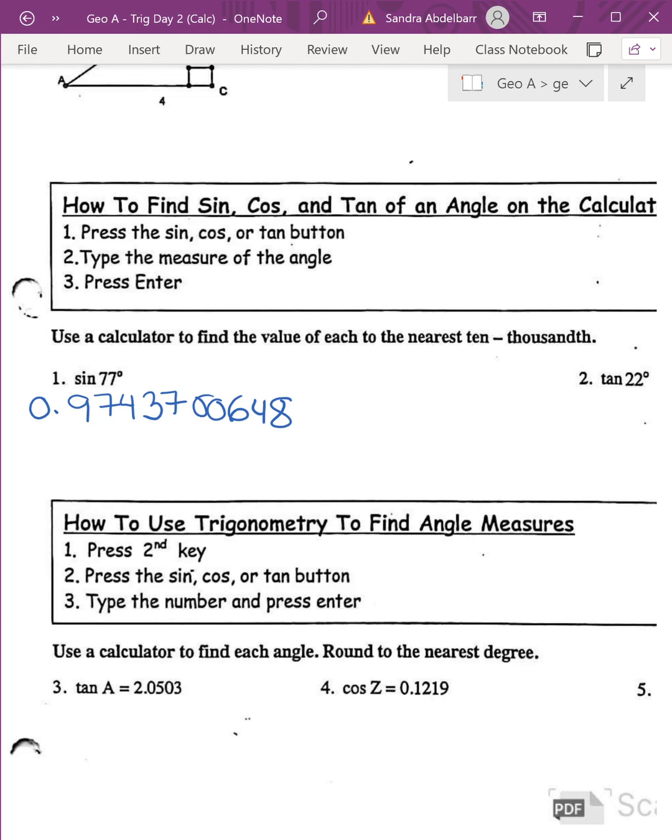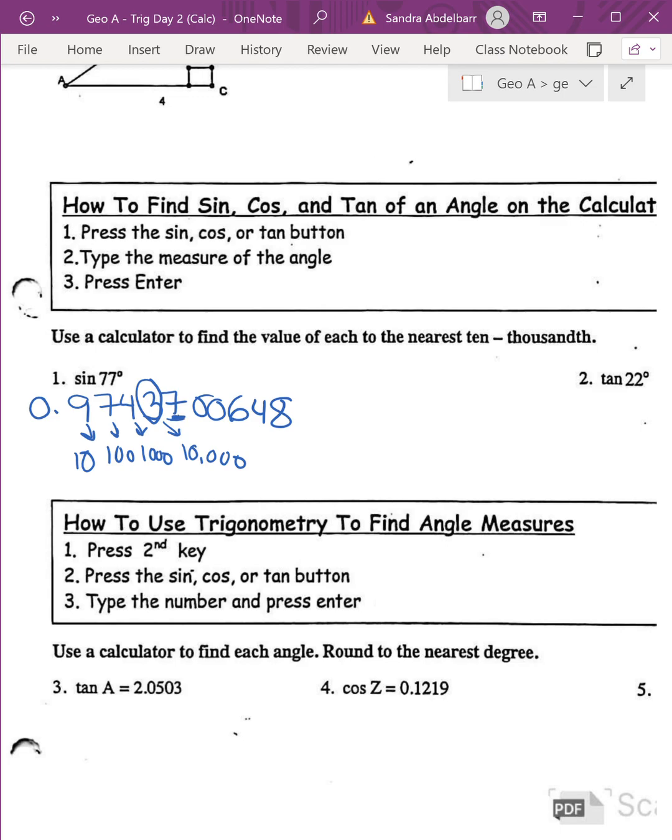Now I said round to the nearest 10,000th. So when you're rounding, remember the first place after the decimal is the tenths, then hundredths, thousandths, and then the 10,000ths place. We want to round the 10,000th place, so we want to round the 3. So you look at the number after the 10,000th place.